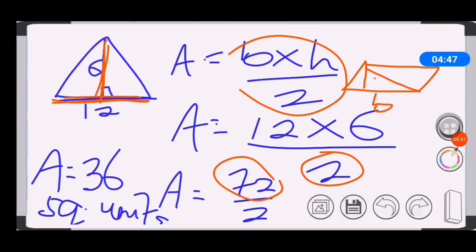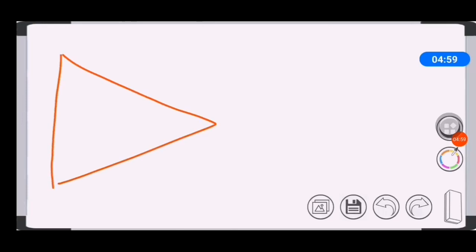Get it? Got it? Great. We have another example. Remember, the triangle can be drawn in different ways. It can be drawn like this, and we have our height this way. I can name my base as 10 and my height as 15. They are all in centimeters.